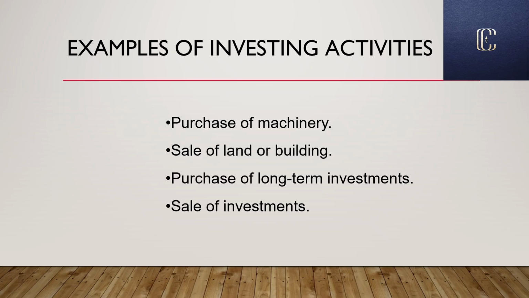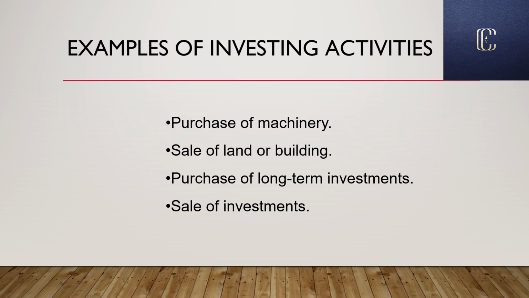The purchase of machinery. When a company buys machines or equipment, cash goes out. For example, a machine purchased for rupees 3 lakh leads to a cash decrease. This is the cash outflow. The second example is the sale of land, building, or any asset. If a company sells land or a building or any asset, cash comes in. For example, land sold for rupees 5 lakh leads to a cash increase. This is a cash inflow.